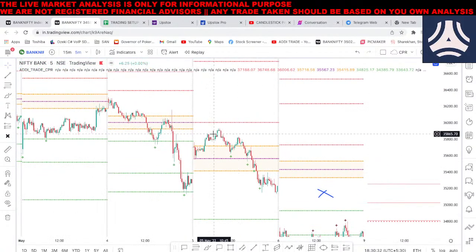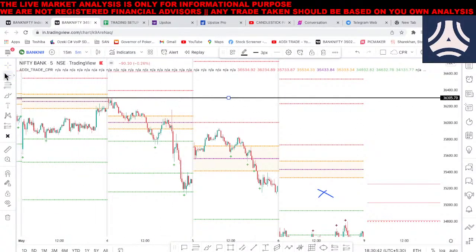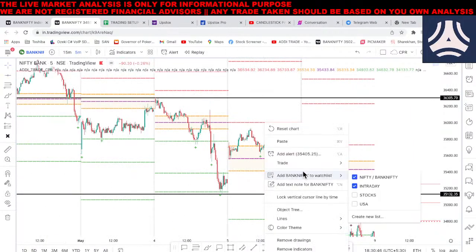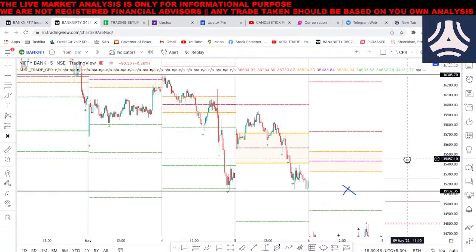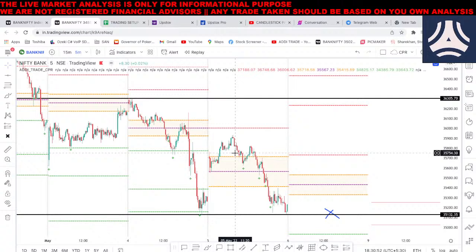Now, this is for 5th May. To mark the previous day high, I'm going to use a black line for previous day high and previous day low. See what happened on 5th May.